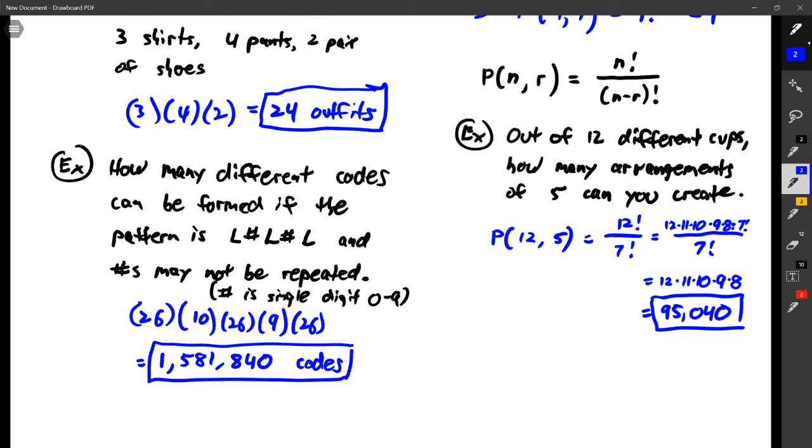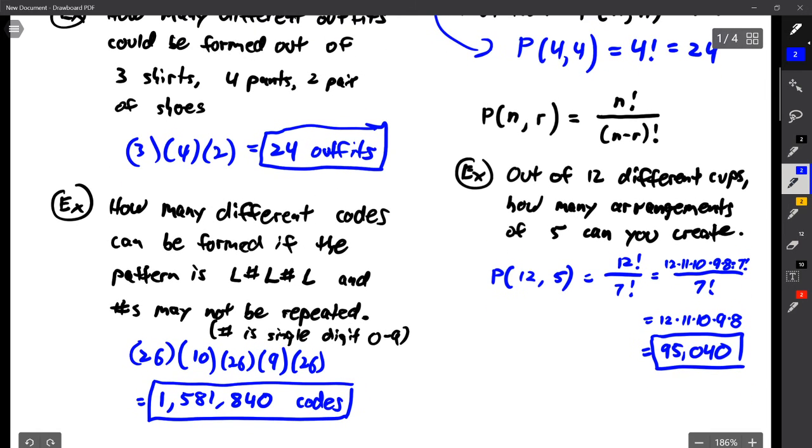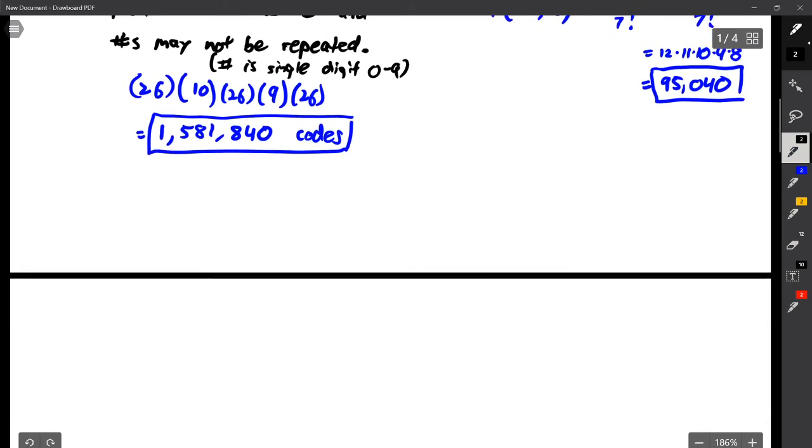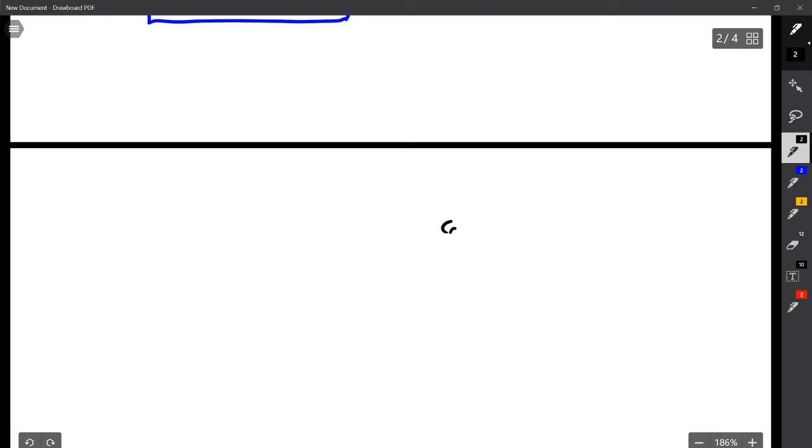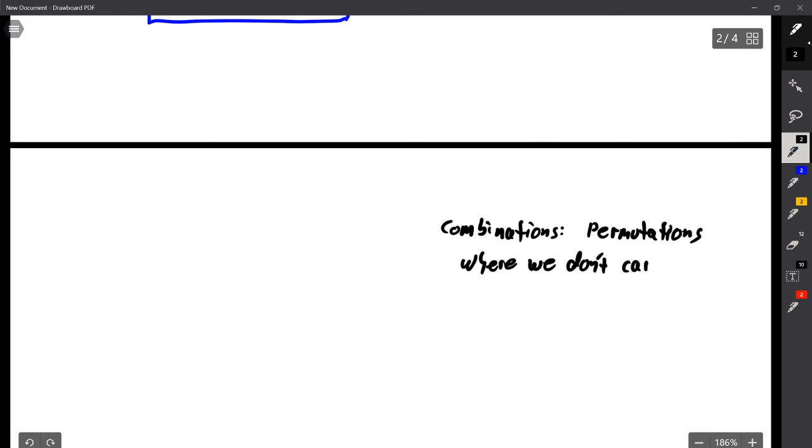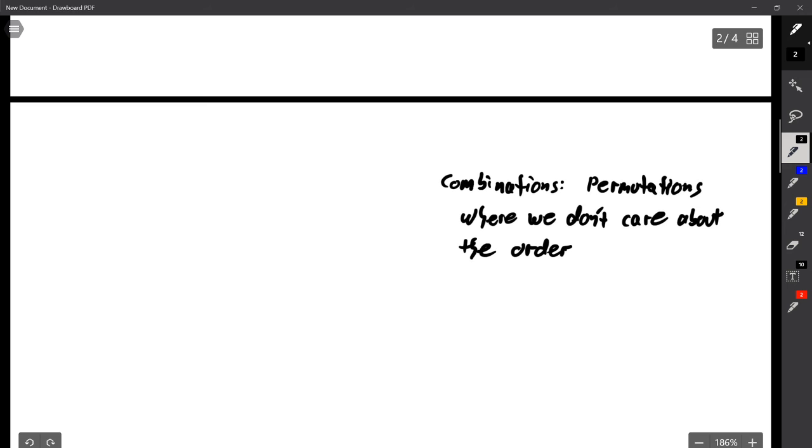Okay, so that's permutations. Let's move on to combinations. So combinations. Well, I'll go on to a new page here. Combinations. We can say this. It's permutations where we don't care about the order. So all we care is that the items are together. We don't care about what order they're in.